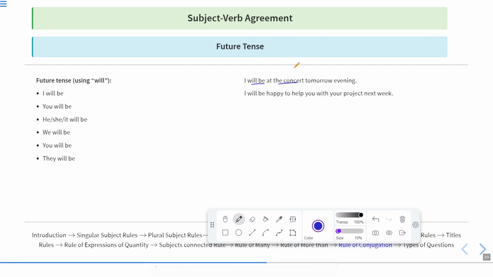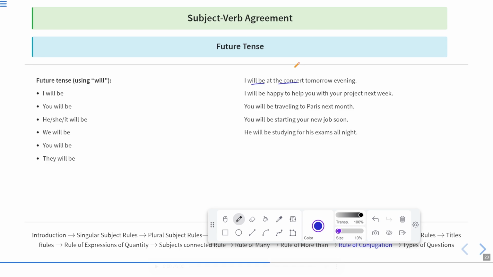Okay, I will be happy to help you with your project next week. You will be traveling to Paris next month. Now this is future continuous. You will be starting your new job soon. So again, this is continuous tense, future continuous tense.